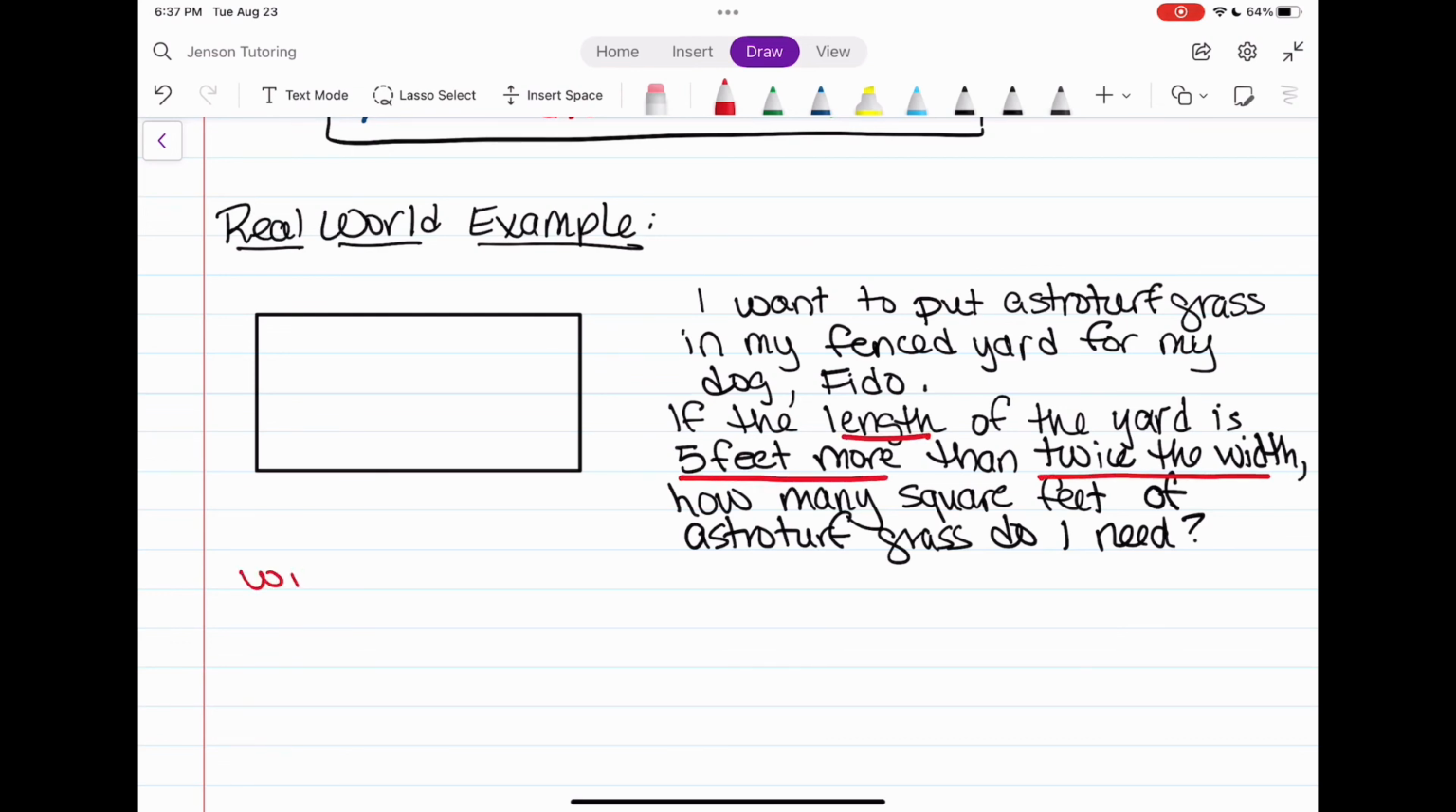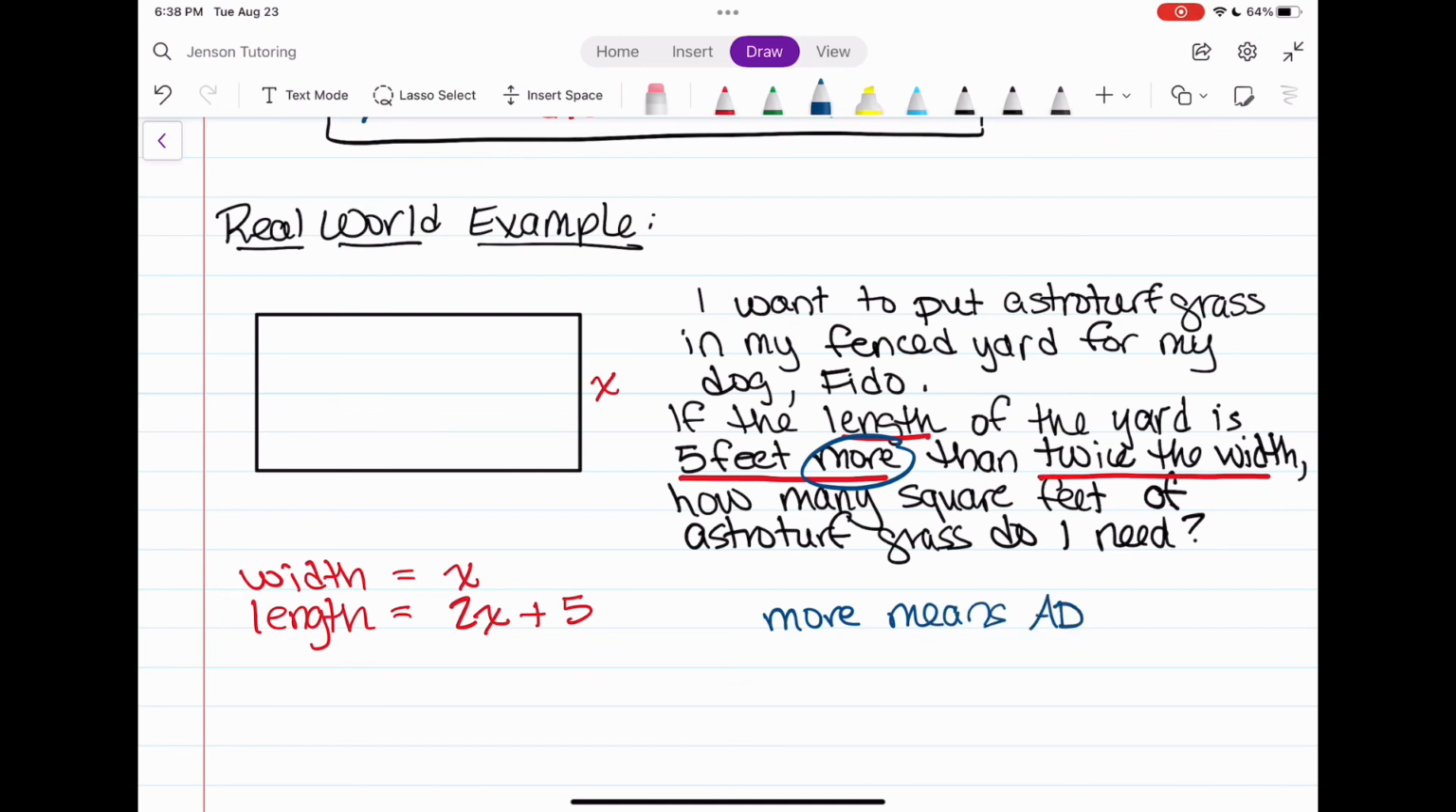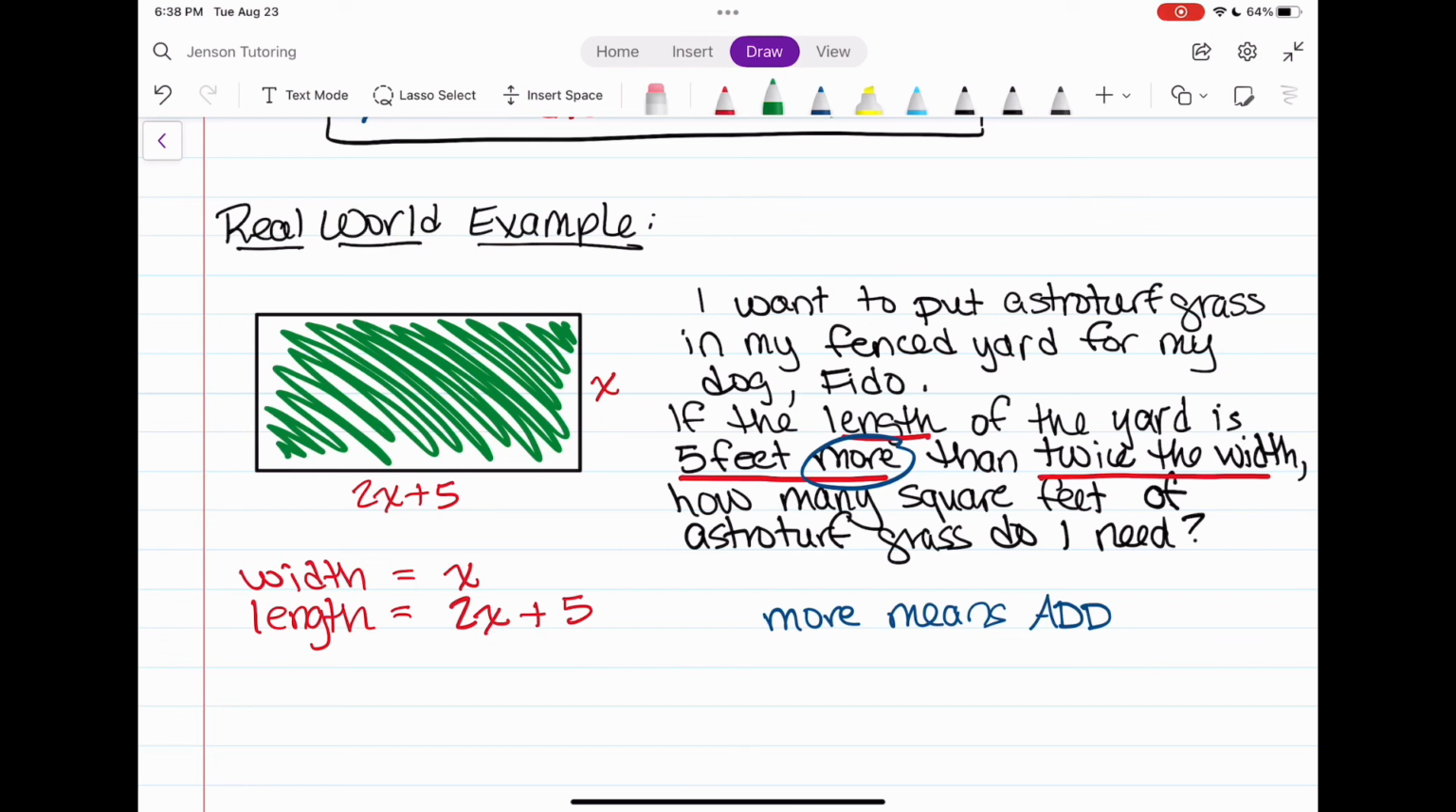And this is kind of confusing. It says the length is 5 feet more than twice the width. So twice the width, 2x plus 5. So more means you're going to add that amount to it. So 2x plus 5. So again, with my area, I'm talking about the inside amount of square footage that we need. So I just need to multiply the length times the width. Or in this case, I usually do the width, because that's just the x, times the length.